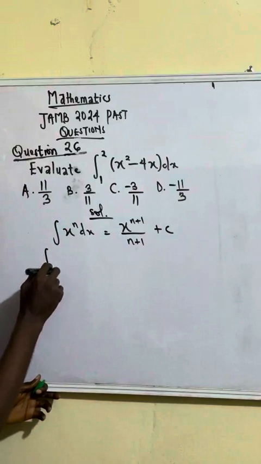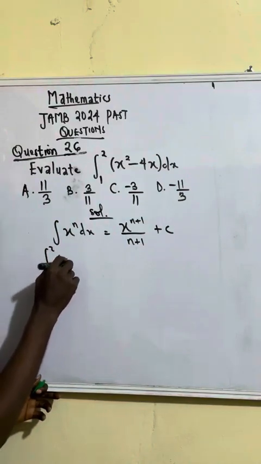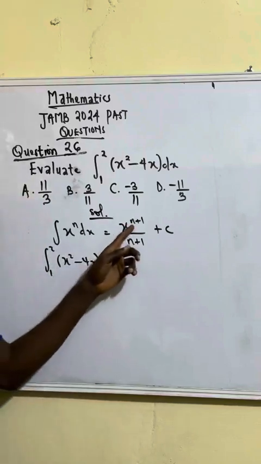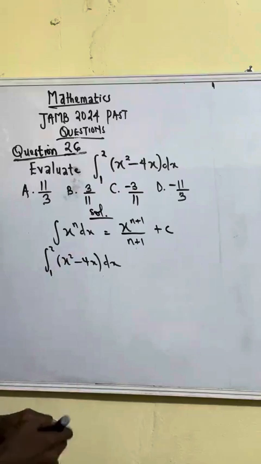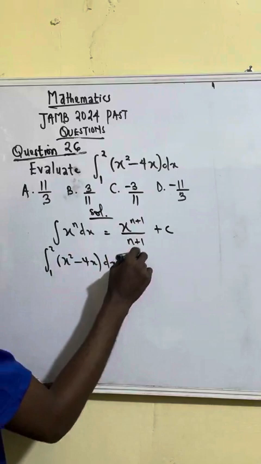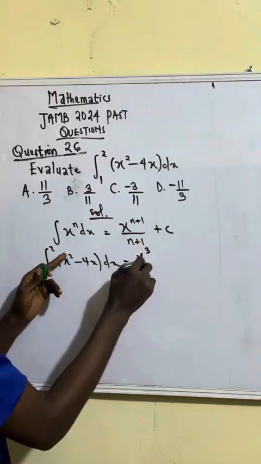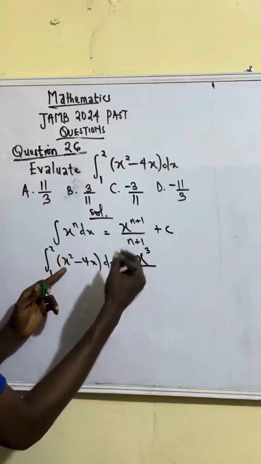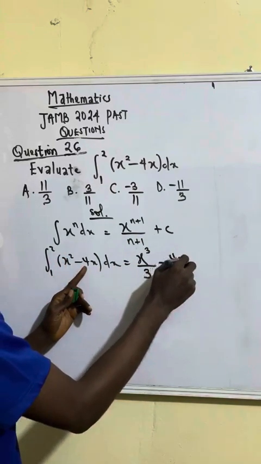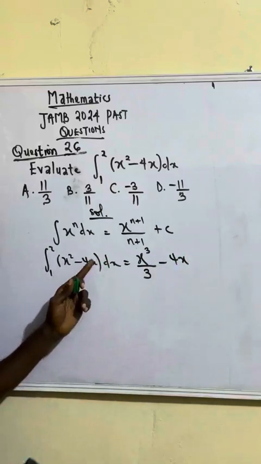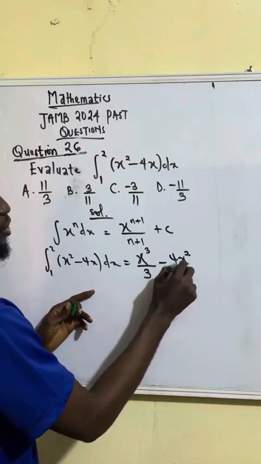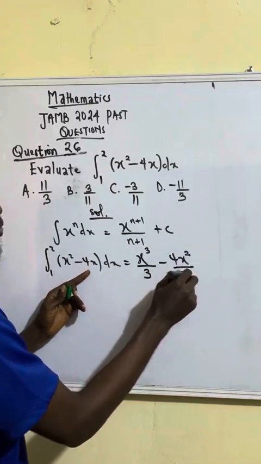So let me integrate from 1 to 2 of the function x squared minus 4x with respect to x. If I apply this formula for the first part, which is x squared, I will add 1 to the power and divide by the new power. So I will have x raised to power 2 plus 1, that will give me 3, all over the new power, that same 2 plus 1, that will be 3, minus, this one will be 4x. Add 1 to the original power 1, you have 2. So that is 2, divided by the new power, which is also 2.